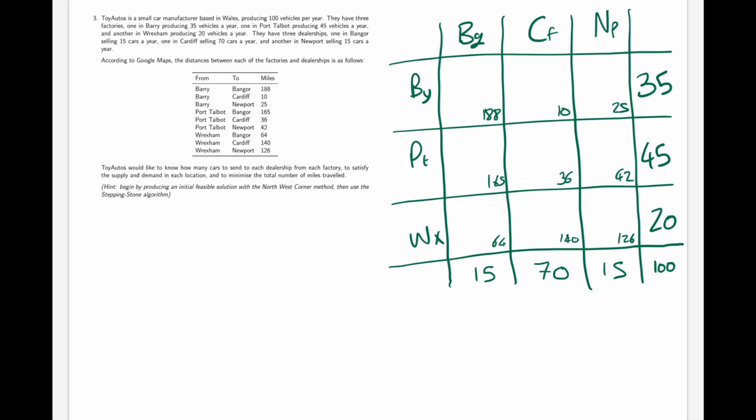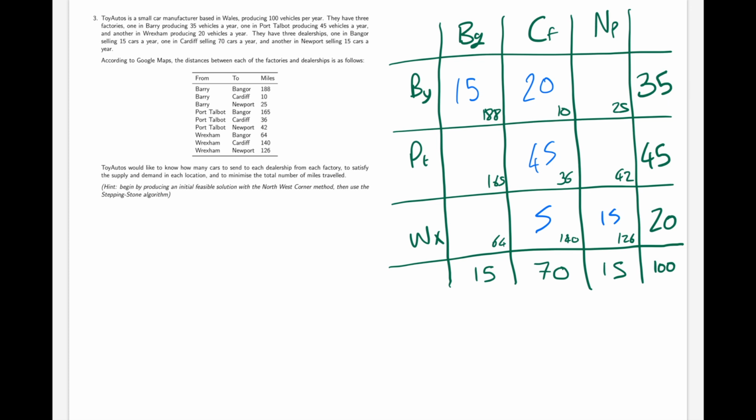Filling in the northwest corner method, we'll fill in as much as we can for the northwest corner. That satisfies Bangor, so we'll move east, which satisfies Barry, so we move south, which satisfies Port Talbot, so we move south, which satisfies Cardiff, so we move east, which satisfies Wrexham and Cardiff.